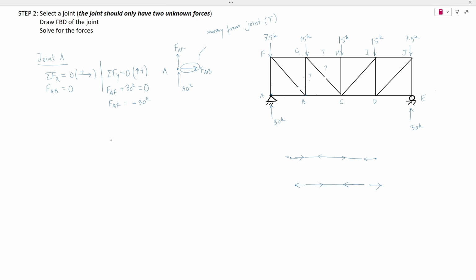So our assumption that member AF is in tension is false. This is actually 30 kips in magnitude and is in compression. And what would be the arrow? The arrow would be towards the joint.